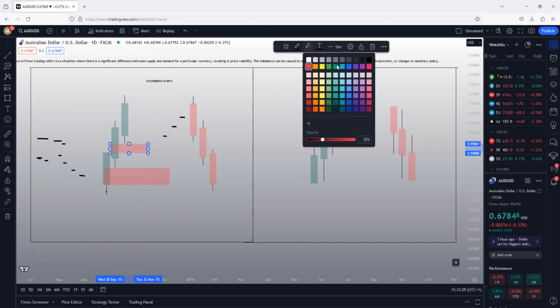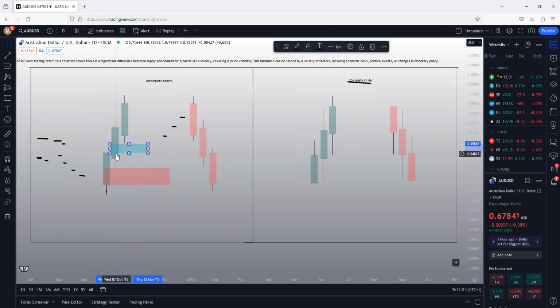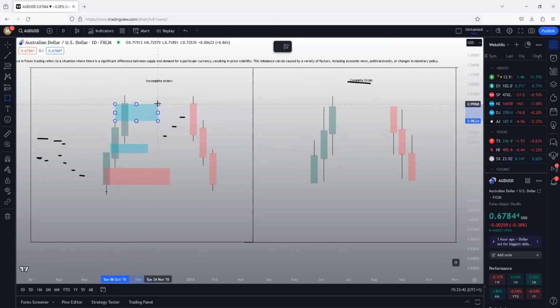Now we will change the color to make it look nicer. So in this part, we see that there is an empty space that was never transmitted by a wick. We see the same in this part here. Look at the difference. This is a complete order, so there is no imbalance here.